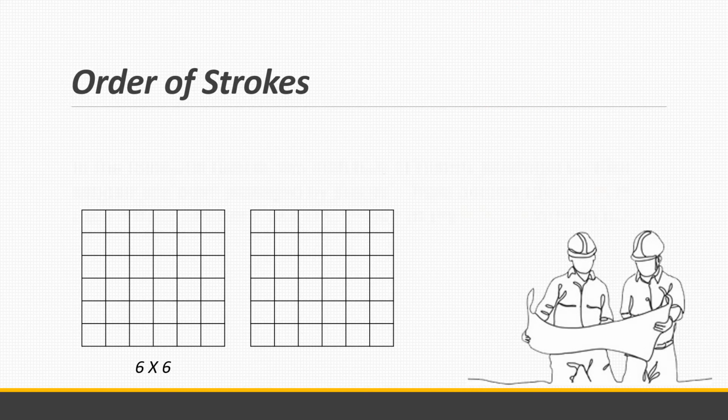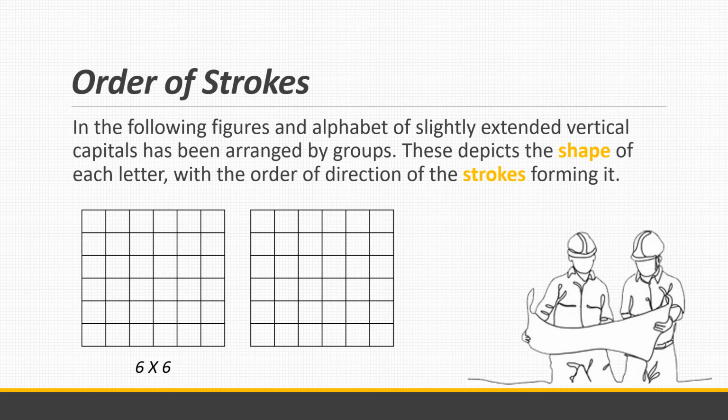Okay, so the order of stroke. So in the following figures, an alphabets of slightly extended vertical capitals has been arranged by groups. So by groups siya kasi bawat letters may mga corresponding na mga stroke na kailangan gawin. So this depicts the shape of each letter with the order of direction of the stroke forming it. So sa bawat letter, meron siyang parang frame. So ito yung there is a 6 by 6 unit na frame. So dito magbabase yung gano'ng kalaki yung magiging letter.